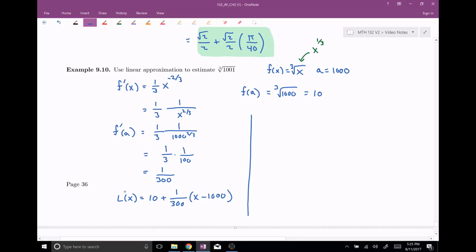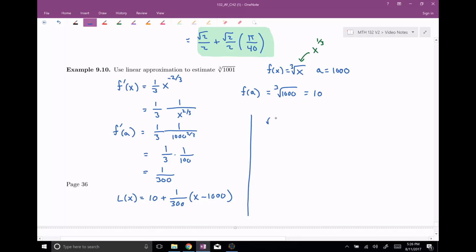So that gives us a linearization of f of a. That's the function's value at 1000, which was 10, plus f prime of a. We solved that as 1/300th, and then times x minus a. Again, my a value was 1000. So this is the linearization, but we would like to approximate the cube root of 1001.